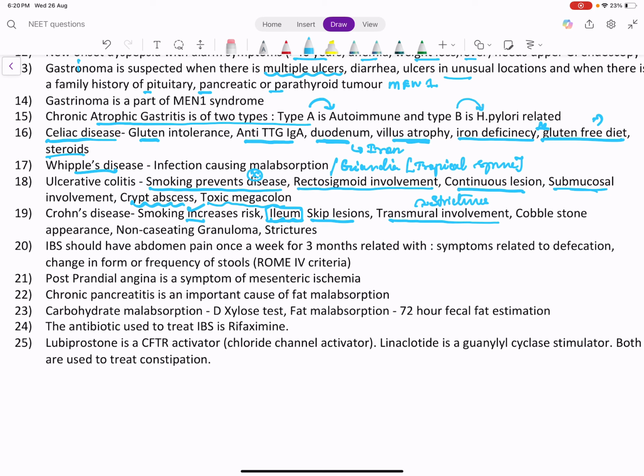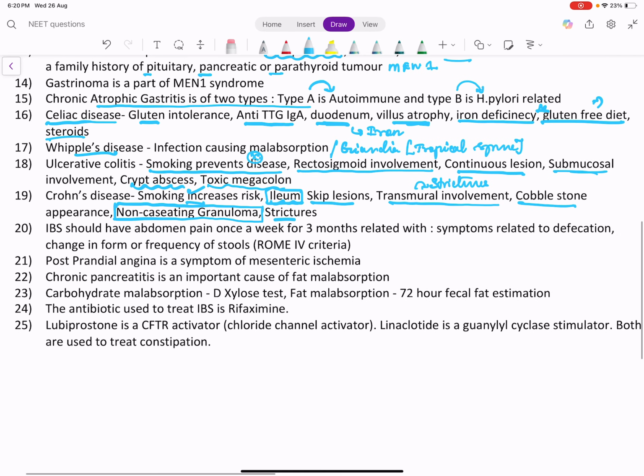The pathological finding is cobblestone appearance. In ulcerative colitis, it was crypt abscess. And we have non-caseating granuloma. One of the diseases which causes non-caseating granuloma is Crohn's disease. Caseating granuloma, we know it is TB. The complication here is strictures because of transmural involvement.